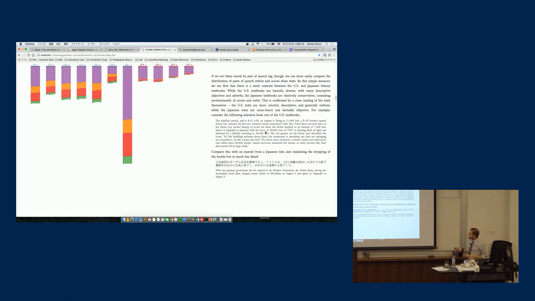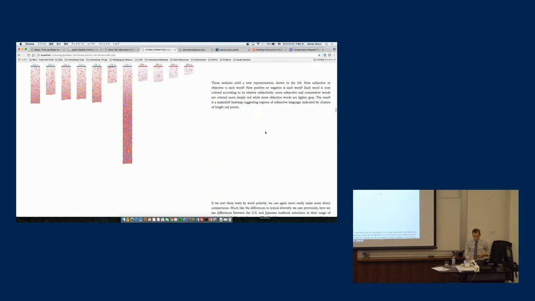And then if you look at this Japanese excerpt right here, so when the Japanese government did not respond to the Potsdam Declaration, the United States, having just successfully tested them in July, dropped atomic bombs on Hiroshima on August 6th and again on Nagasaki on August 9th. So compared to the US excerpt right here, very objective, very straightforward, very few adjectives, very few extra descriptors of the events in history, just telling what happened and when it happened. Okay?